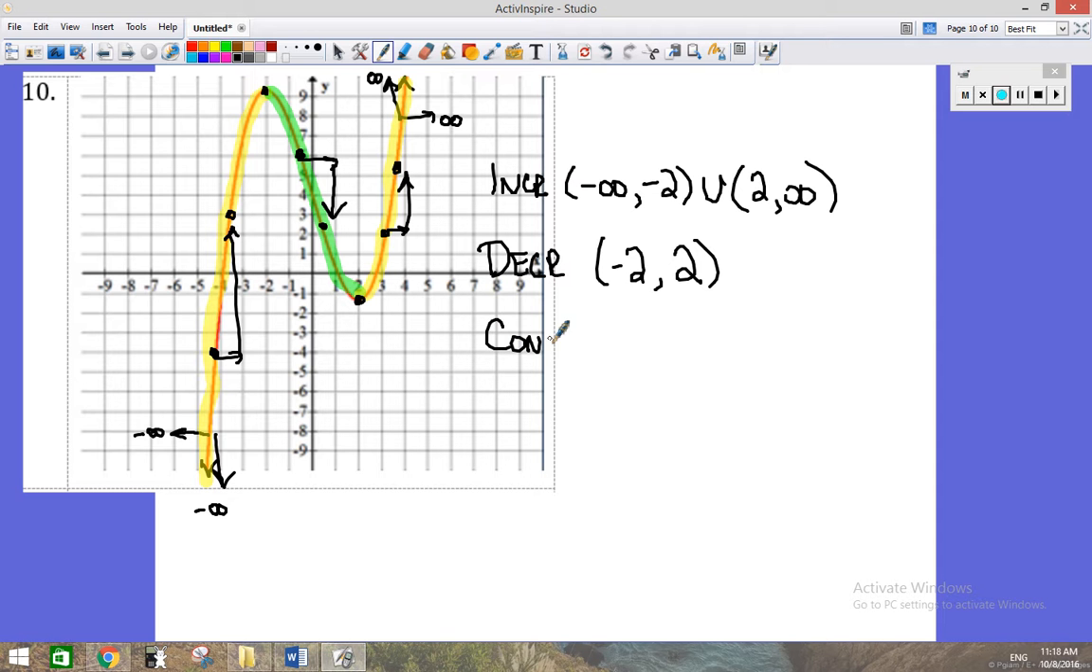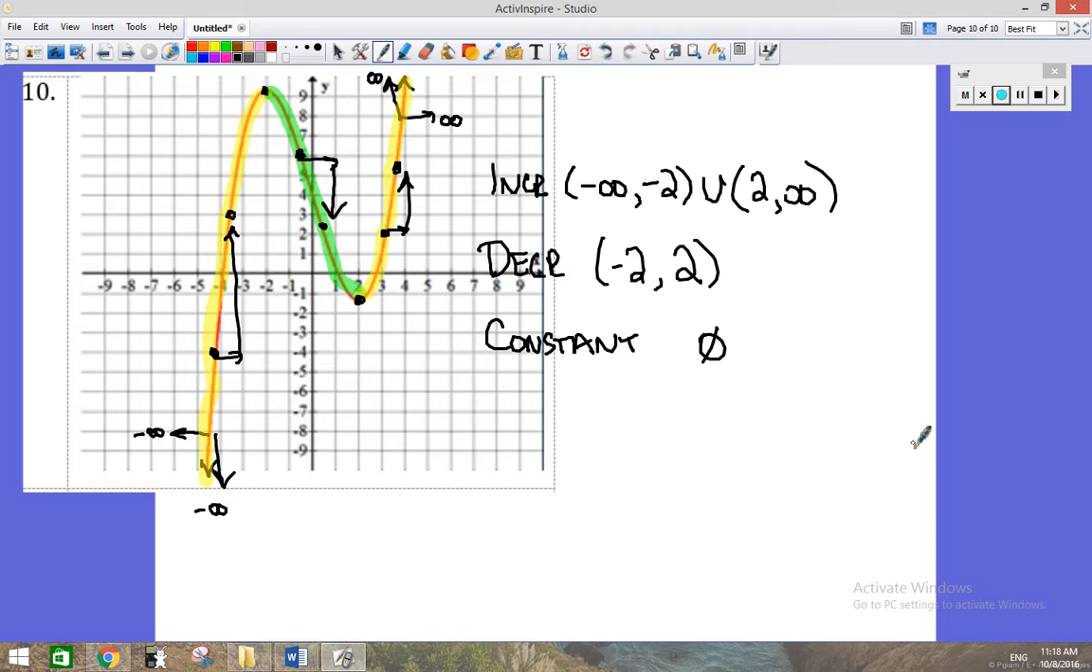Constant, it was never constant. We don't want to leave this blank. We want to indicate that it's never or nowhere, or just simply put a symbol there for the empty set, that there is no interval over which this function is constant.